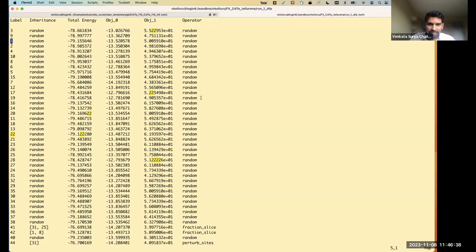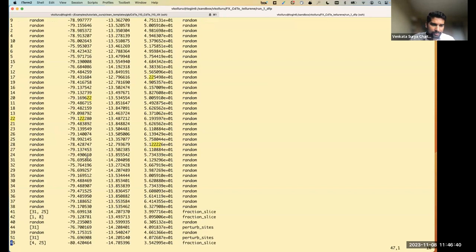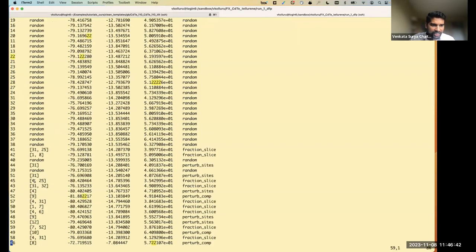And in addition, we can also see the inheritance for each model, like if it is mating, which parents it has, if it is basin hopping, which parents it used to basin hop, and the operations can be seen here.